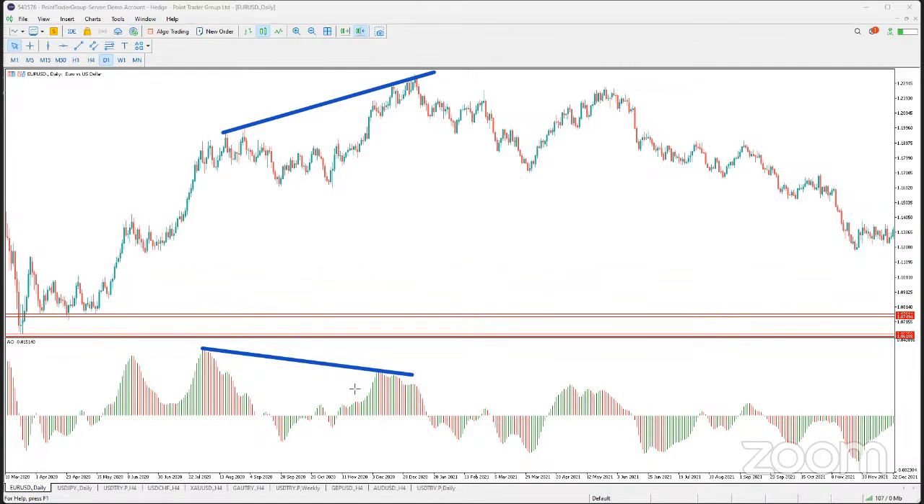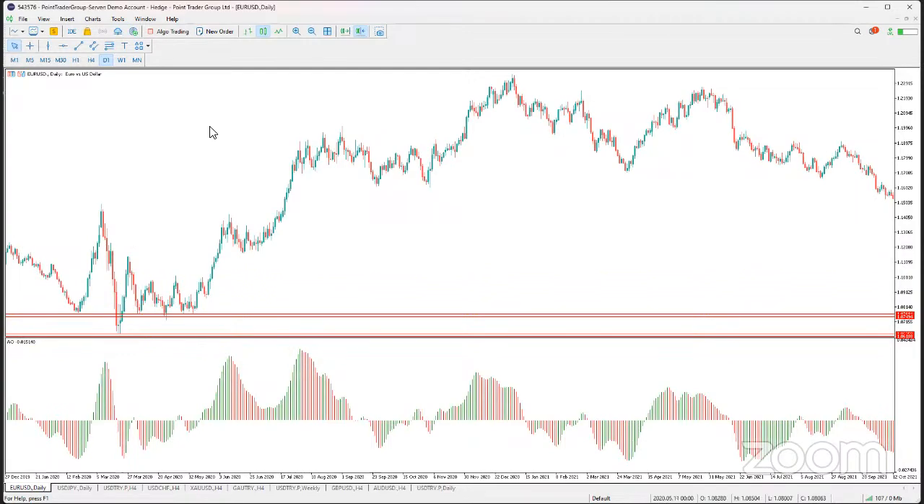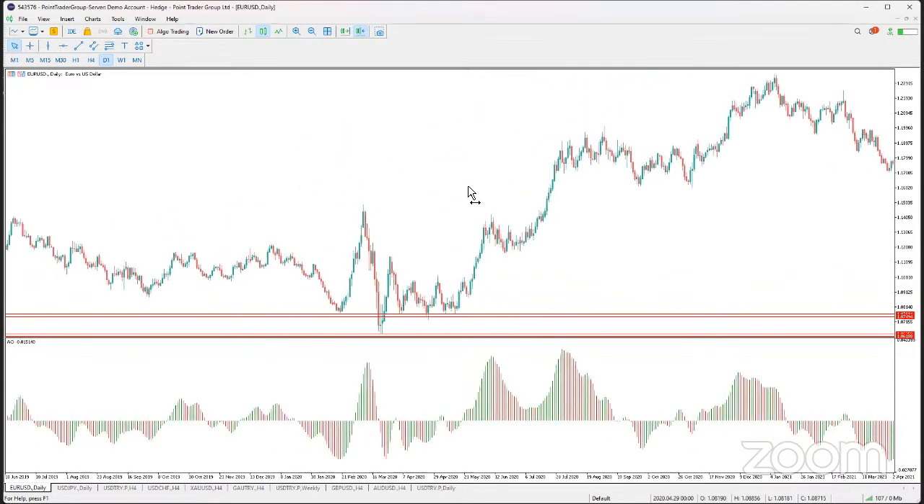Now this would be much better. This would be a great opportunity if you could find the divergence just below a resistance level. Just below a resistance level, this would be a great opportunity that you can use to enter the market. Or just above a support level. For instance, another opportunity here.